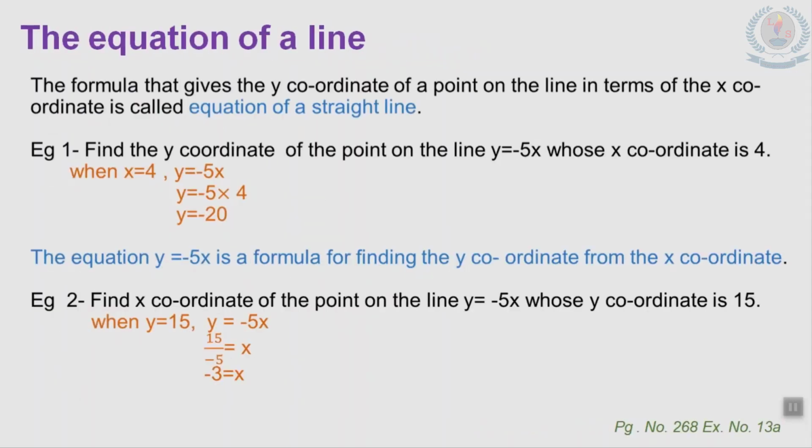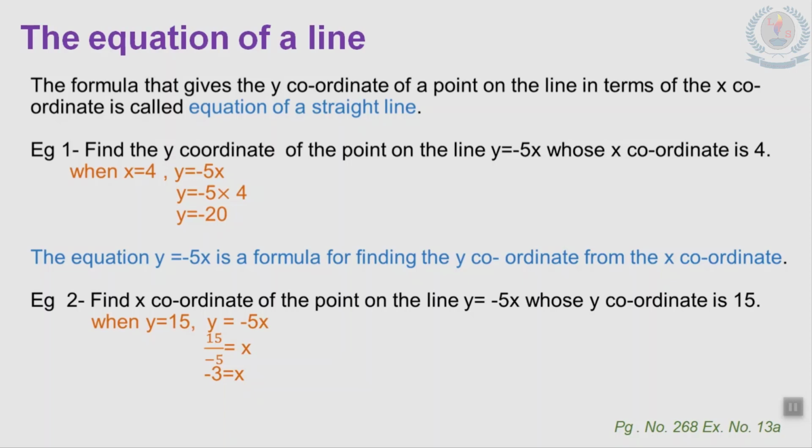The equation of a line. The formula that gives the y-coordinate of a point on the line in terms of the x-coordinate is called the equation of a straight line.